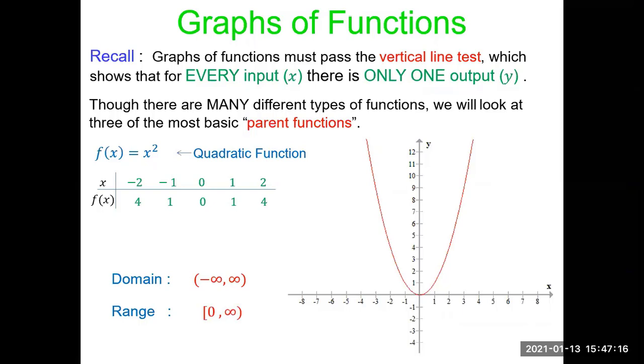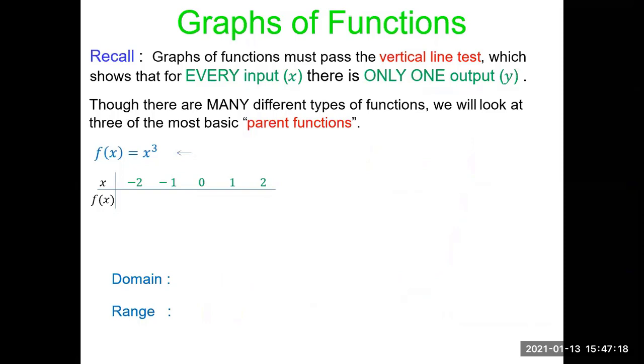Let's take a look at our next parent function. How about the cubic function? This now tells us to take an input and multiply by itself 3 times. So notice the slight difference between this function and the quadratic function. If I cube 0, I still get 0. And if I cube 1 or -1, I still get values of 1, except that now when I multiply a negative number by itself 3 times, I get a value of -1.